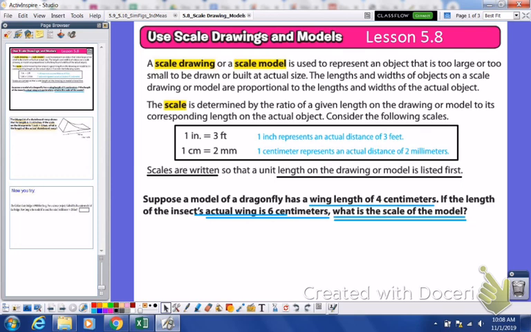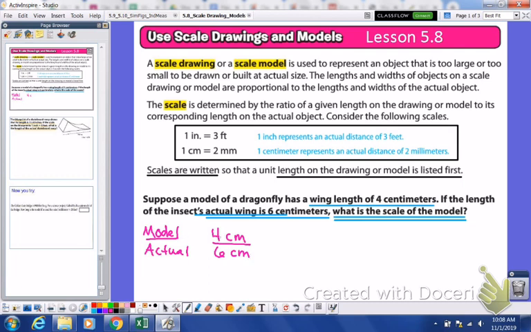So suppose a model of a dragonfly has a wing length of 4 centimeters. If the length of the insect's actual wing is 6 centimeters, what is the scale of the model? Okay, so if we look at the model size compared to the actual size. The model has a wing length of 4 centimeters. The actual dragonfly has a wing length of 6 centimeters.